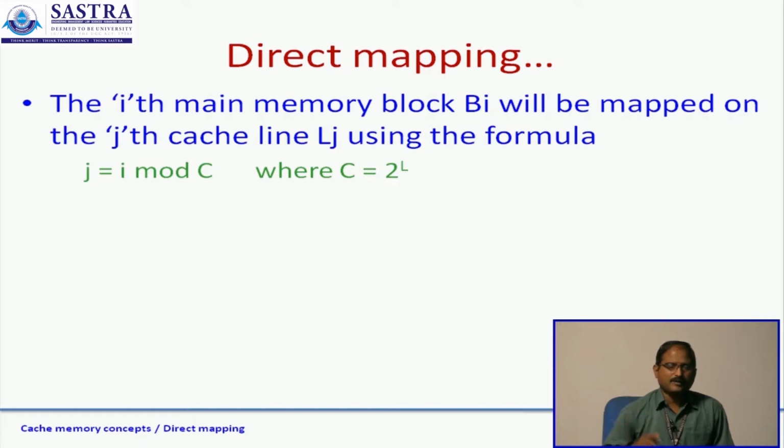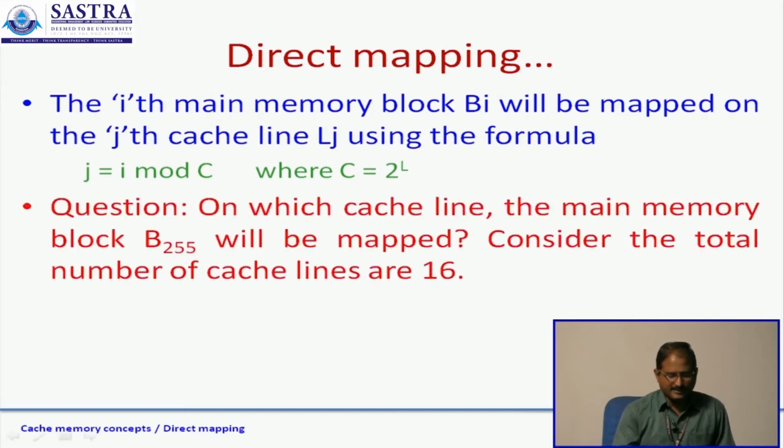The main memory is organized in terms of blocks. The communication between main memory and the cache memory is in terms of blocks. A block will be read from the main memory and placed in a single cache line. Suppose we have a block with a number I, named Bi. That one is going to be mapped on any one of these cache lines. In direct mapping, we have a formula to find the line: J equal to I mod C.